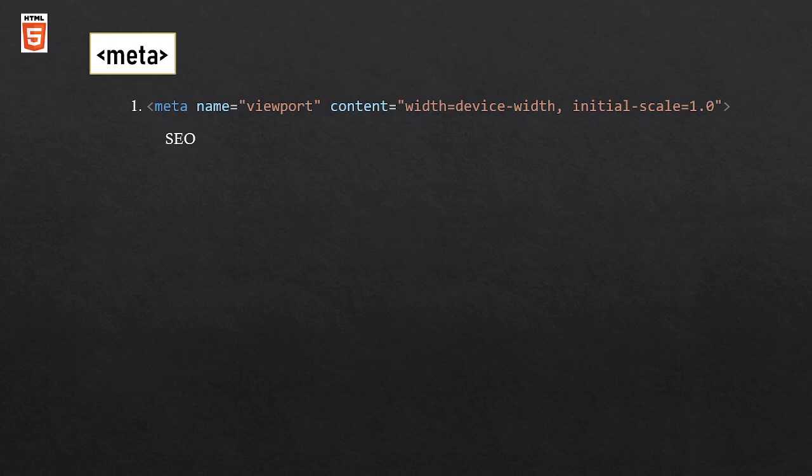The SEO of the top website is very good. That's why it is appearing at the top. And the SEO of the websites which are not so good appears at the bottom.